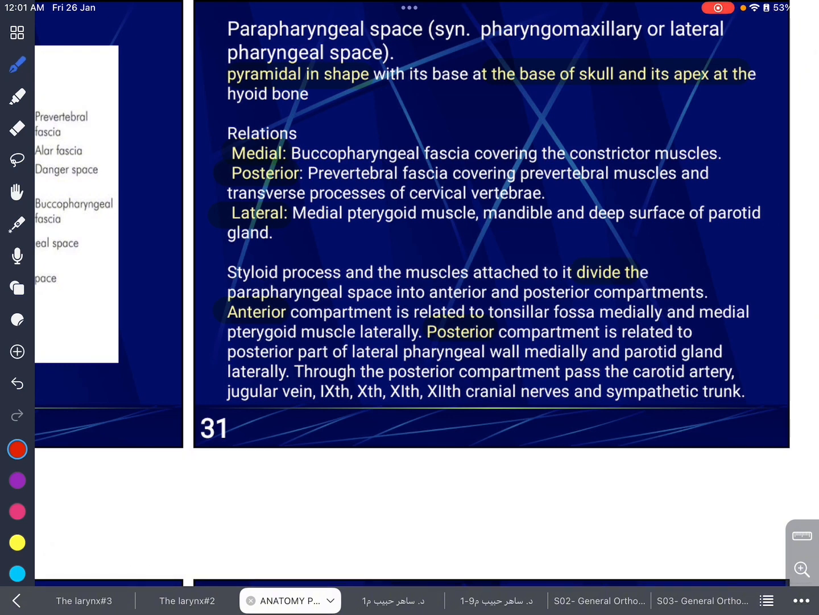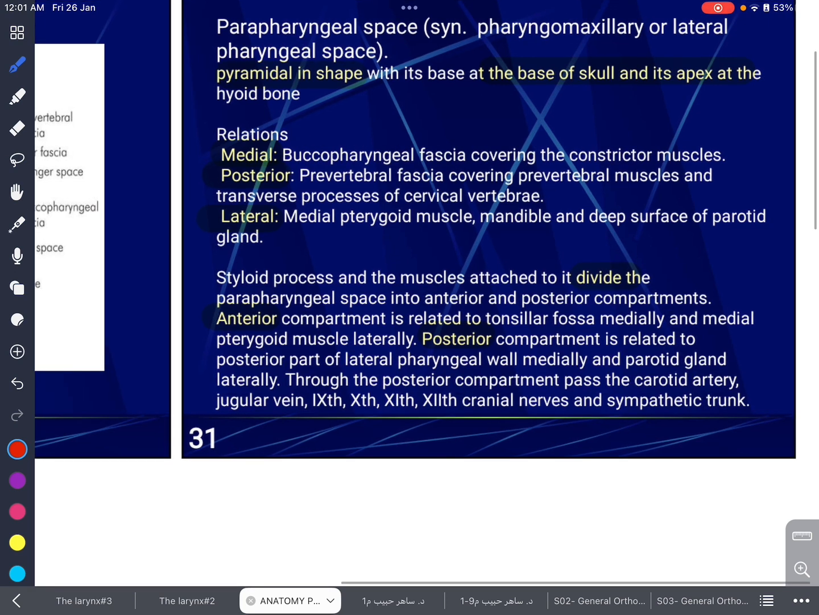Talking about the boundaries and relations of the parapharyngeal space: medially, with the buccopharyngeal fascia, I mean it is related medially to the lateral wall of the pharynx. Posteriorly, with the prevertebral fascia and the cervical process of the vertebra, and laterally with the medial pterygoid muscle, mandible, and the deep surface of the parotid gland.